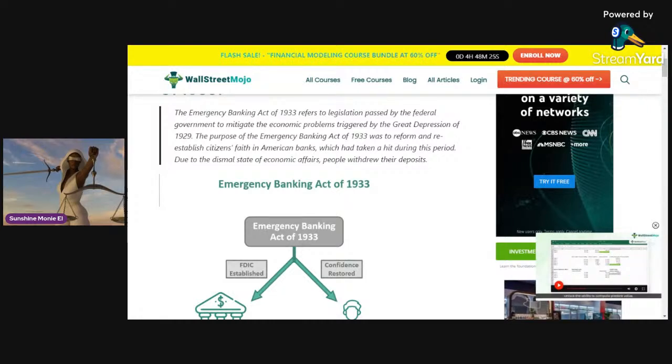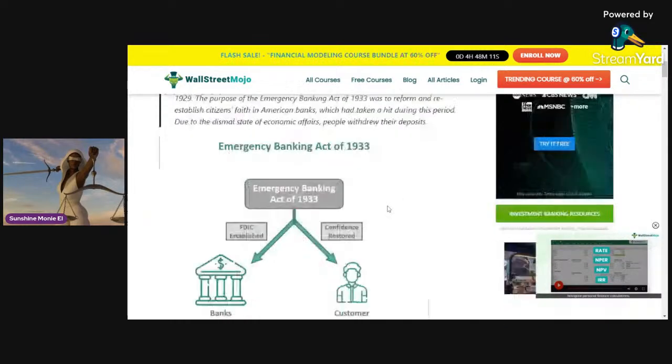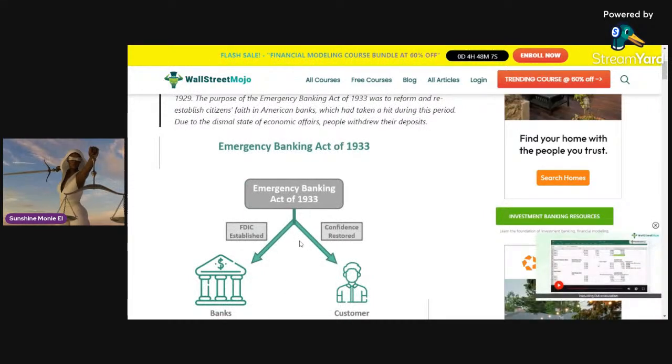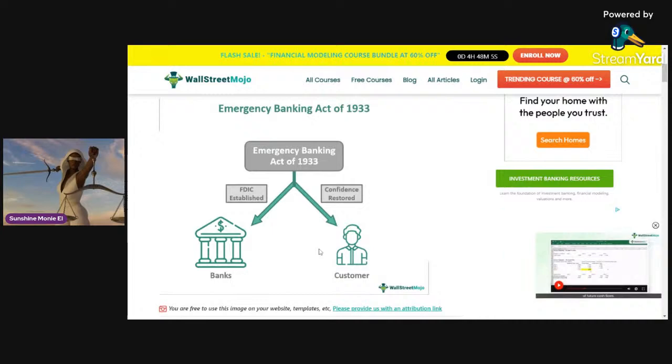The purpose of the Emergency Banking Act of 1933 was to reform and reestablish their faith in American banks, which had taken a hit because people stopped believing in the banks. People started taking their money out. Due to the dismal state of economic affairs, people withdrew their deposits. So you got that. You got the FDIC established. Confidence was restored. People love it here again. We got our customers back.